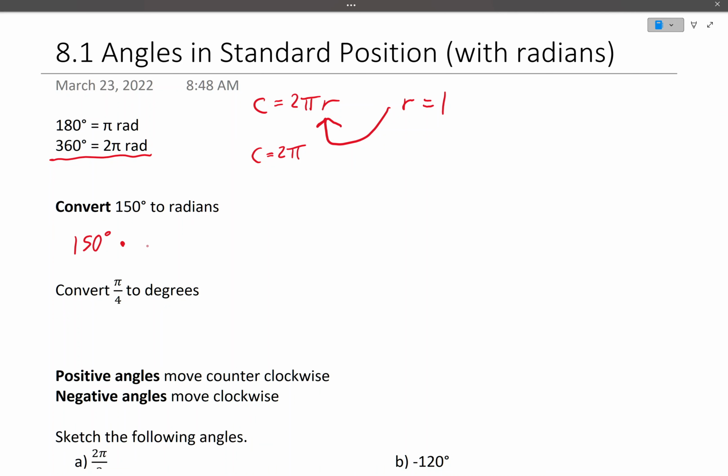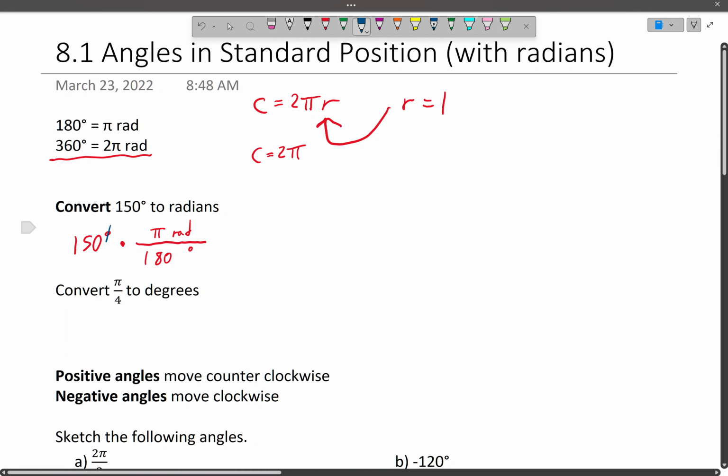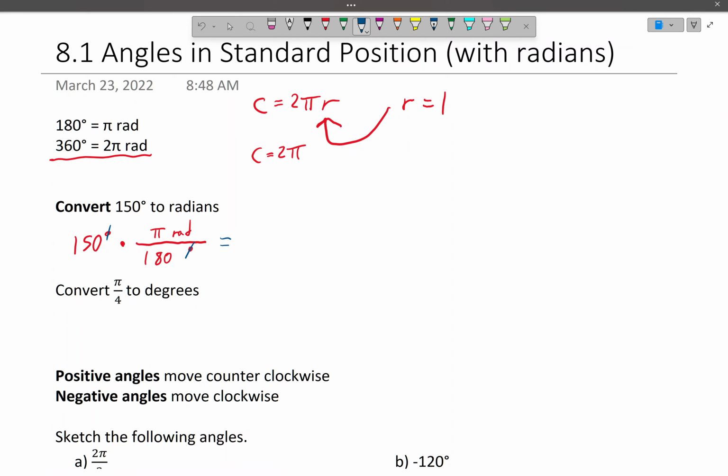Anytime we're doing any unit conversion, the trick is that we're going to write the 150 times something. In this case, it's 150 degrees, so we need to divide by degrees in order to cancel that out. So we put 180 degrees at the bottom and pi radians up top. Now, we normally don't write the rad for radians, but I will do so every time I'm converting, and I will never do so any other time. The reason is it helps me to cancel the degrees and be left with rad.